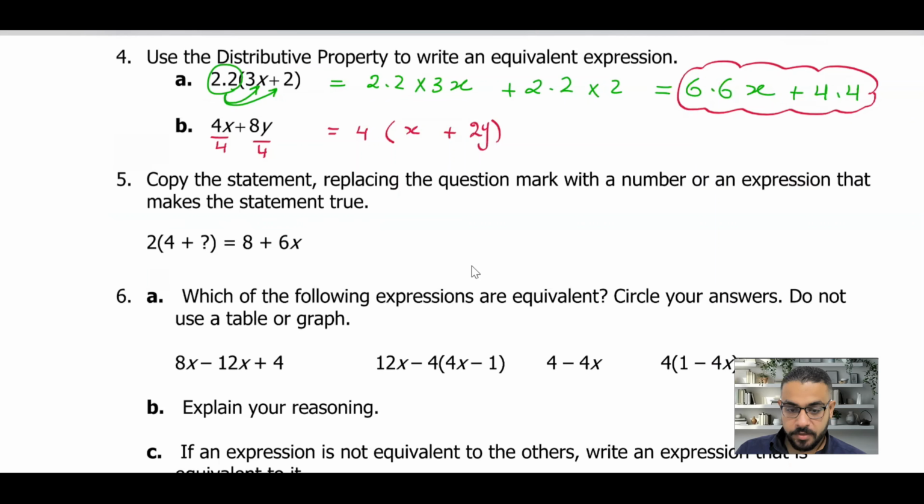Because 8 divided by 4 is 2. That's the equivalent expression to the given one. Okay?